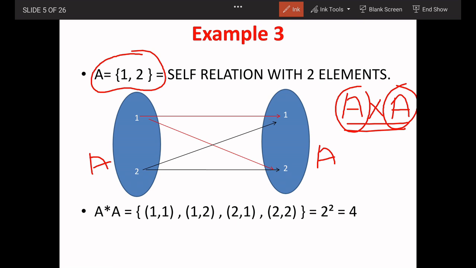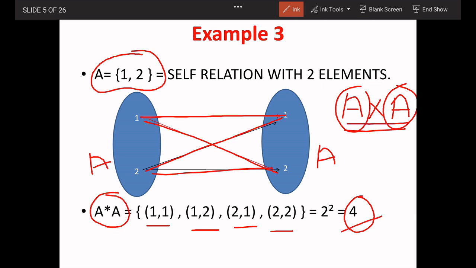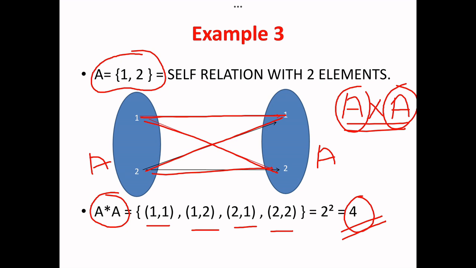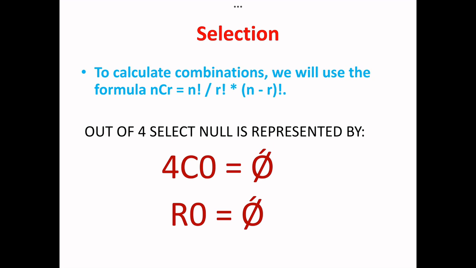First, from 1 to 1, we have written here. From 1 to 2, from 2 to 1, and from 2 to 2. So in total there are 4. If I write A cross A, the total is 4. This is the first important topic, you have to note it. So what is a relation? It means you are creating a relationship between 2 points.